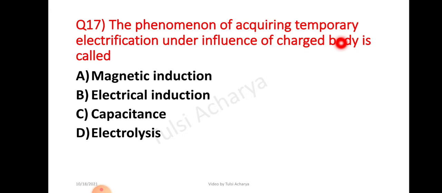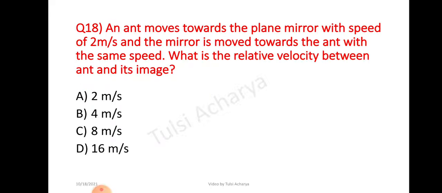The phenomenon of acquiring temporary electrification under the influence of a charged body is called electrical induction. That is option choice B. Now let's move to question number 18.